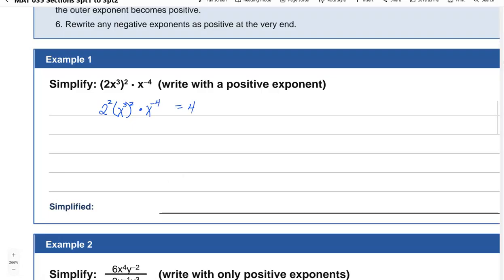2 squared is 4. X cubed squared is x to the 6. We would multiply those exponents together. And that's times x to the negative 4. And then when we multiply and we have the same base, we would add the exponents together. So that's going to be x to the 6 plus negative 4, which is going to be x squared. So my final answer is going to be 4x squared.